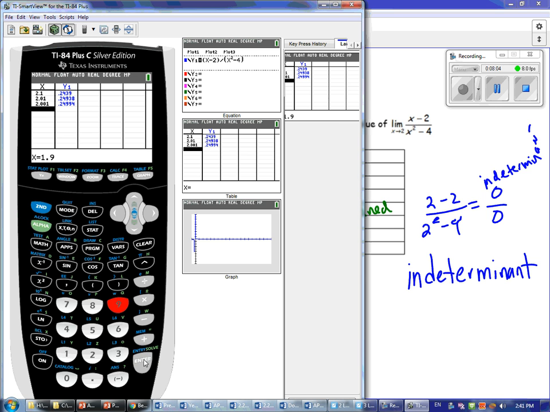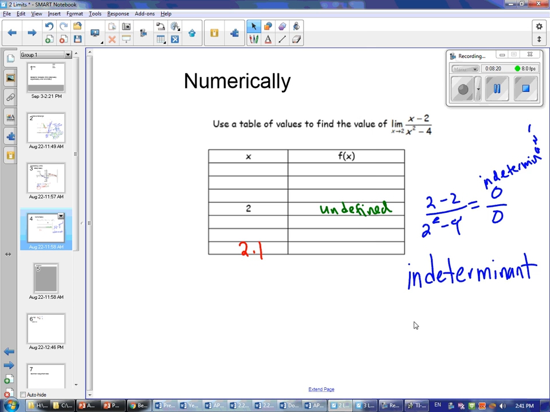So to the left of 2 is 1.9. And then I want to get even closer, so I'm going to go 1.99. And then again, I'm going to go 1.999. I can see that I'm also approaching 0.25. So that is enough information for me to say that the limit here is 0.25.